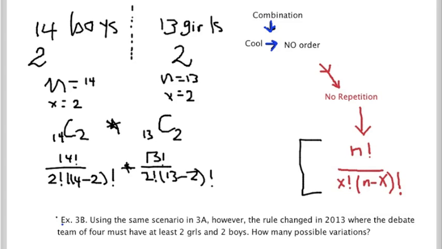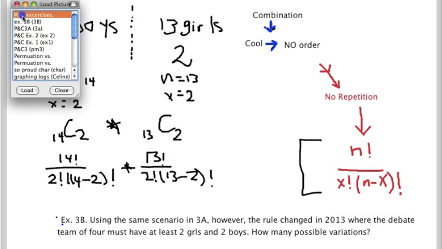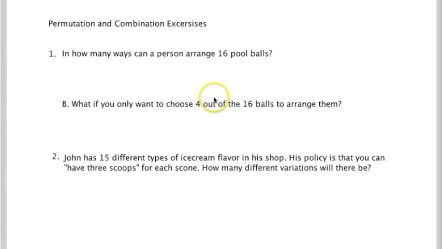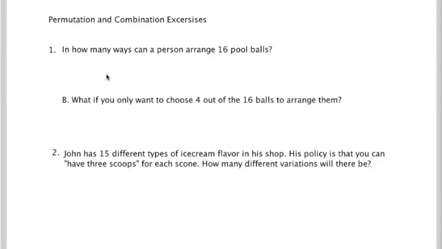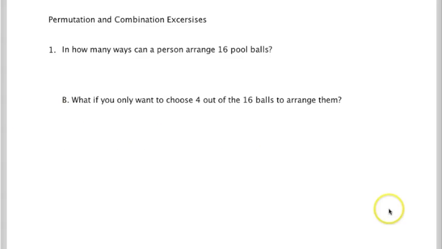Okay, now that we're done with those exercises, I want to give you guys some problems to do on your own. Make sure you pause the video and take a look at those and try to do it on your own on paper or something, because I'll give you the solution right after. Okay, guys, let's start with the solution for the first exercise. So for this one, we know that there are 16 pool balls, and we want to arrange all 16 of them. How many ways are there?